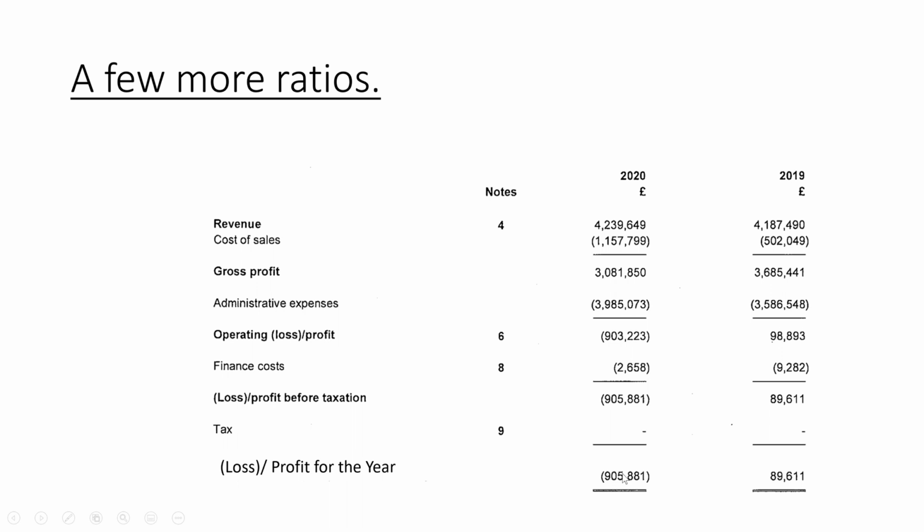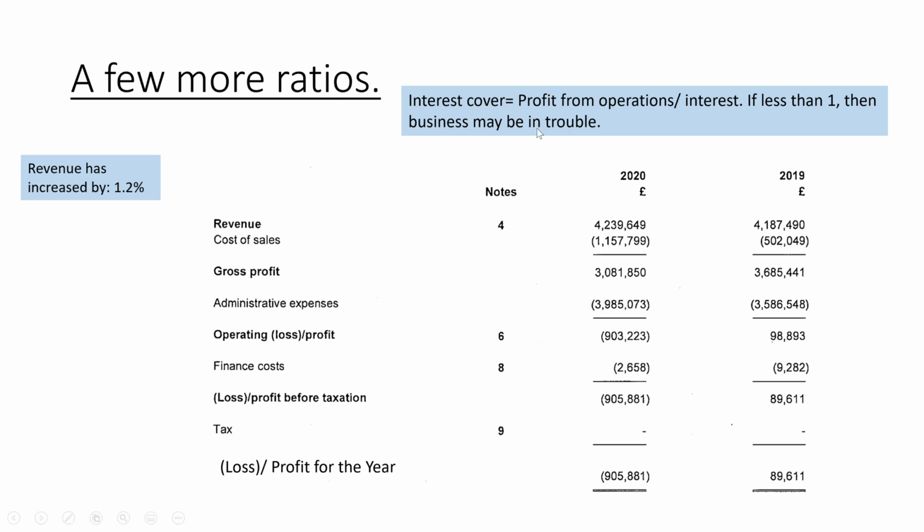So let's look at a few more ratios. These are just to give you an idea of what ratios you can use when analyzing a business. So there's one called interest cover, and that's equal to profit from operations divided by interest. Showing how well your profit is covering your interest. If this is less than 1, then the business might be in trouble because it's not adequately covering the interest payments on loans. If it can't even meet the interest payments on loans, then it's unlikely to be able to repay the actual loans.